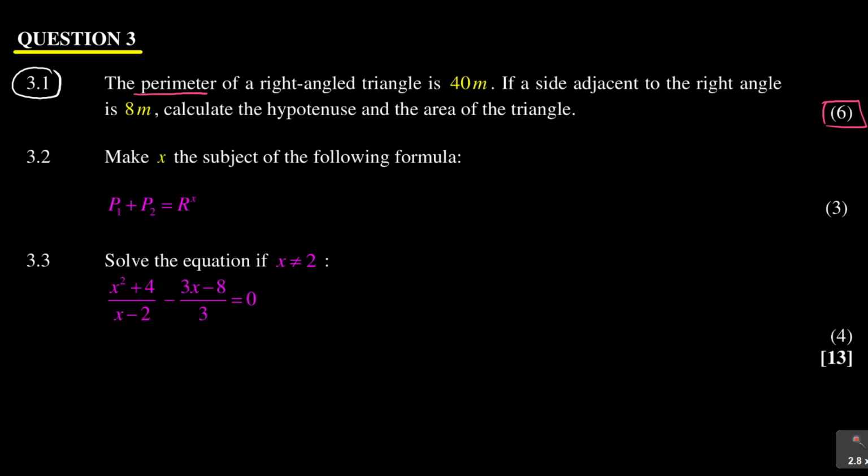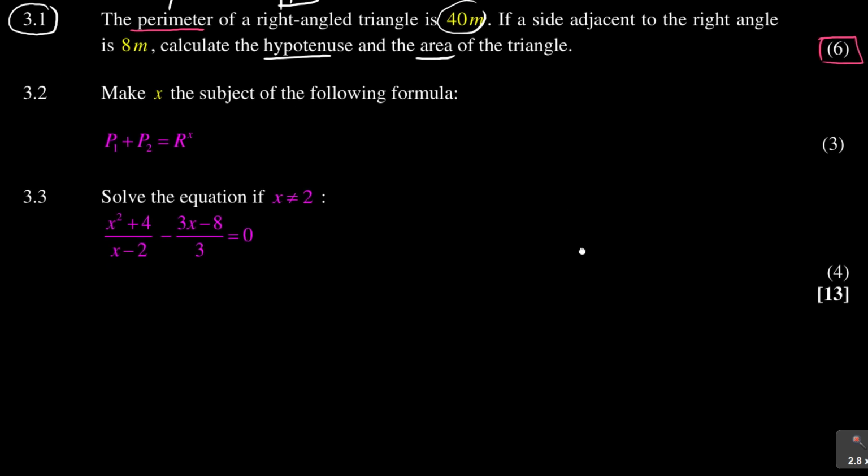So what are they saying here? They are giving us a perimeter of a triangle. You must know the word perimeter. This is a distance right round a shape. That's the perimeter of a right angle triangle. Right angled, meaning this triangle has 90 degrees. They are telling you that it is 40. If a side adjacent to the right angle is 8 meters, it's difficult to know which one of those sides, but it's fine. Calculate the hypotenuse and the area. What they need is hypotenuse and area. Whatever side you choose of that triangle will still make sense.